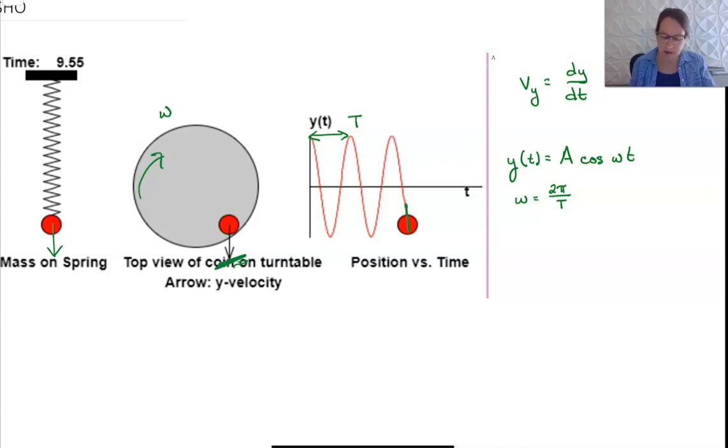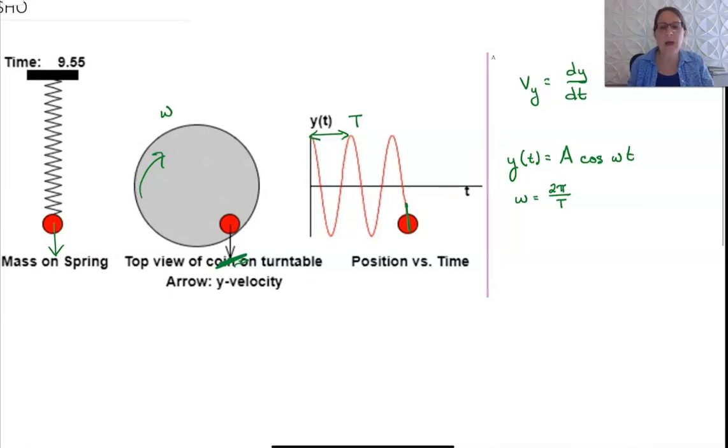And what I want us to look at first, before we look at the energy, is why a sine is actually the right equation for a spring. So we have y is equal to that. Vy, the y component of the velocity for the turntable, and the only component that we have for the mass on the spring, is of course dy dt.